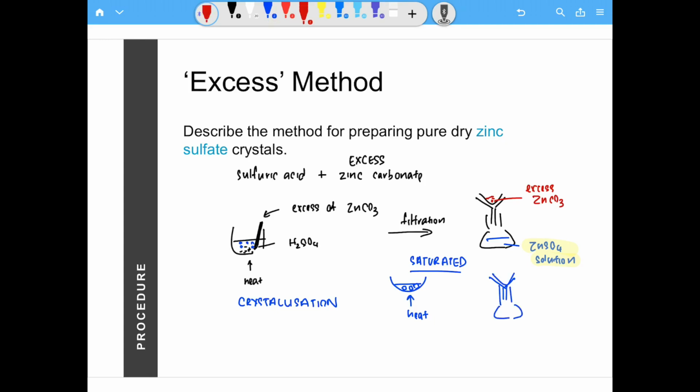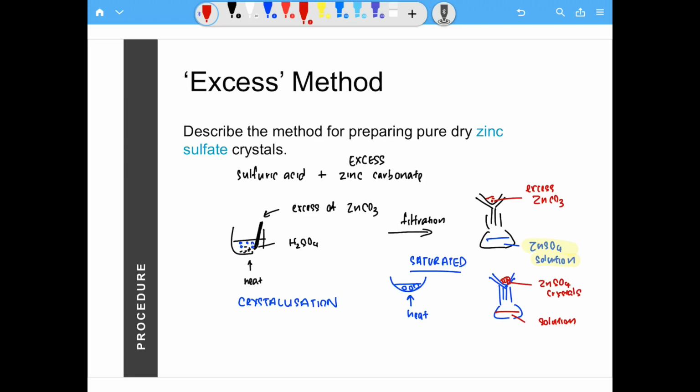In this case your residue will be your zinc sulfate crystals, and your filtrate will be your solution. So in this case we want the residue. Again, like precipitation, the method is not complete because the crystals may be contaminated with some of the solution, so we need to further wash with some cold distilled water, and then we need to dry it by tapping it between pieces of filter paper.